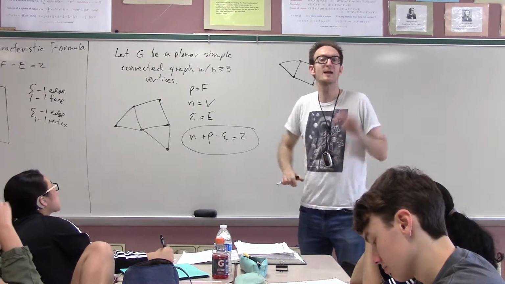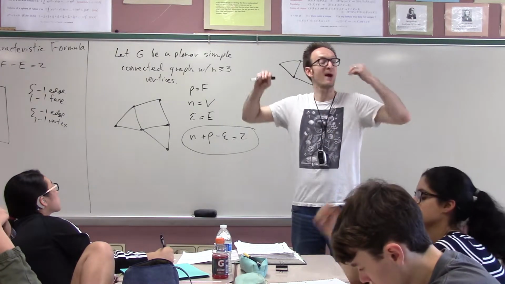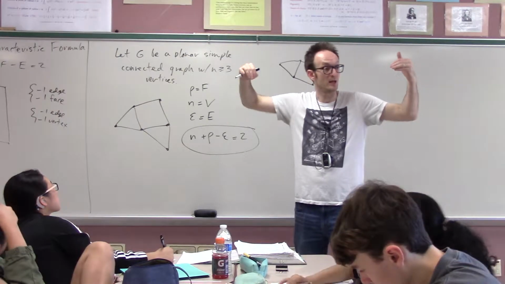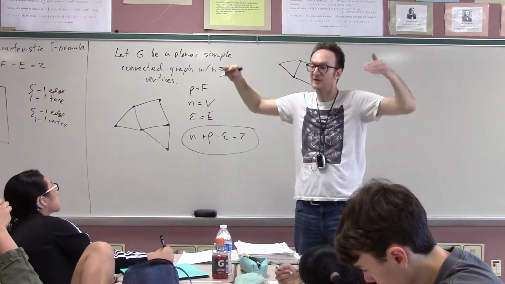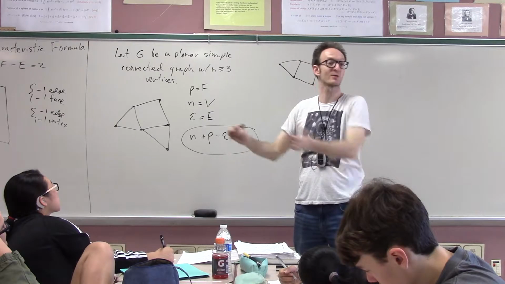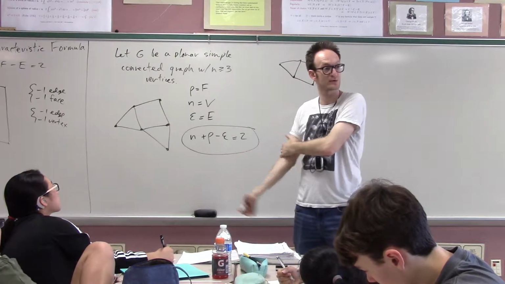And now, a side fact: every polyhedron, when made into a graph, is a planar simple connected graph. And so it just happens to fall underneath this. Do you see what I'm saying?